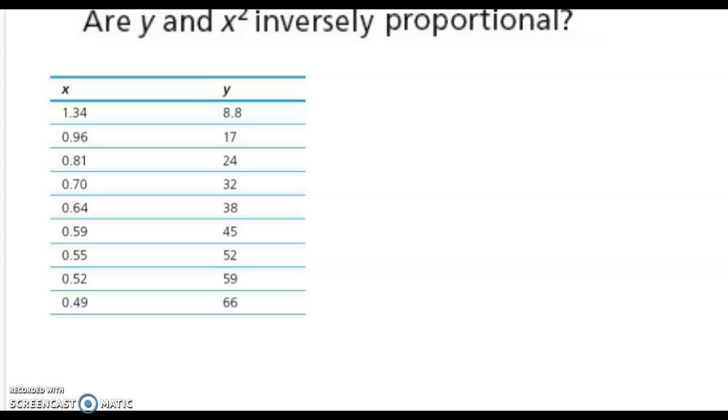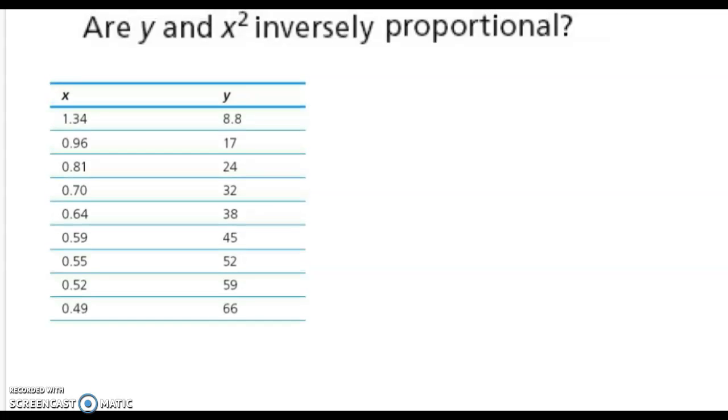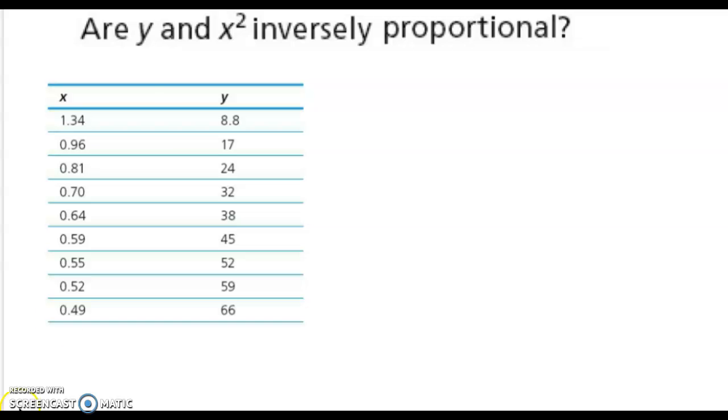Here's a question you can try now. Look at the following pieces of data. Are y and x squared inversely proportional? That means, does y equal 1, or constant, over x squared? Is y equal to k over x squared? See if you can figure it out. And of course, stop the video and try it before you check the answer.